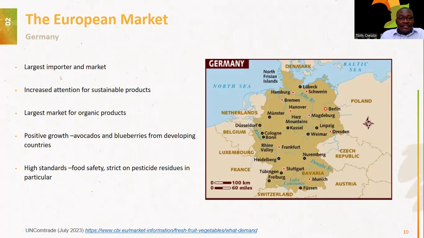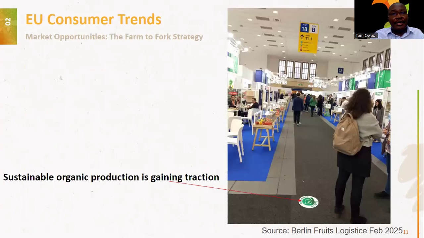Emphasis is on high standard food safety. Strictness on pesticide residues in particular is very, very important. A number of companies, particularly last year, got a lot of notifications in terms of exceedance of chemical residues in their produce. And therefore, high standards that touch on pesticide application are also very, very important when you plan to get into the EU market.